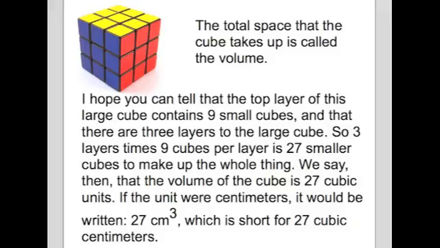The total space that the cube takes up is called the volume. I hope you can tell that the top layer of this large cube contains 9 small cubes and that there are 3 layers to the large cube. So 3 layers times 9 cubes per layer is 27 smaller cubes to make up the whole thing. We say then that the volume of the cube is 27 cubic units. If that unit were centimeters, it would be written 27 cm to the 3rd power, which is short for saying 27 cubic centimeters.